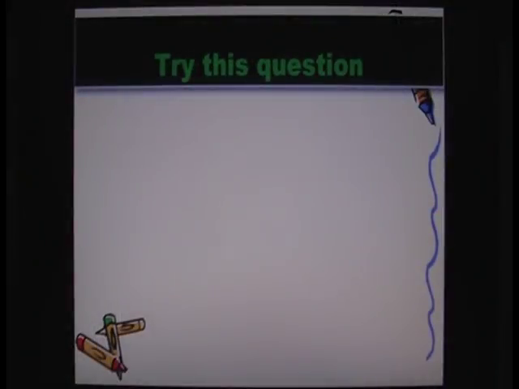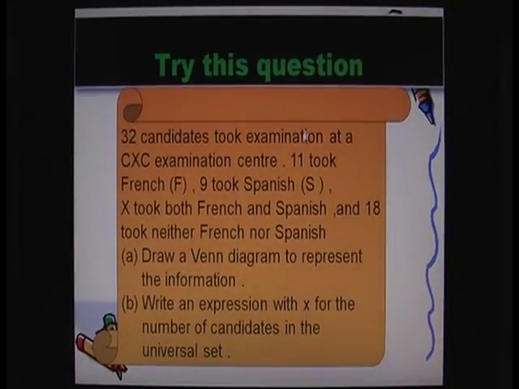Okay, so here's our other try this question. It says 32 candidates took examination at the CXC examination center. 11 took French, 9 took Spanish, X took both French and Spanish, and 18 took neither French nor Spanish. Part A says, draw a Venn diagram to represent the information. And Part B states, write an expression with X for the number of candidates in the universal set.